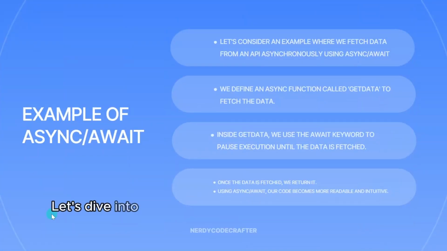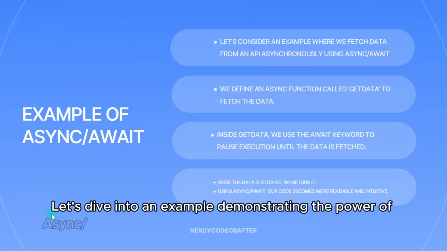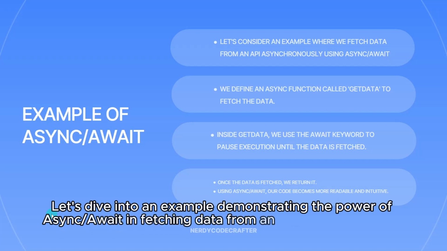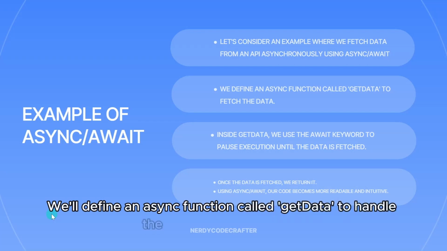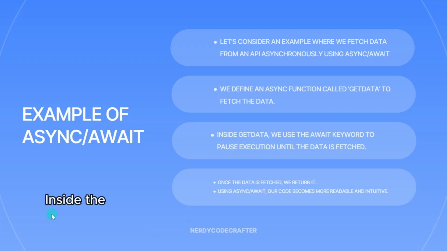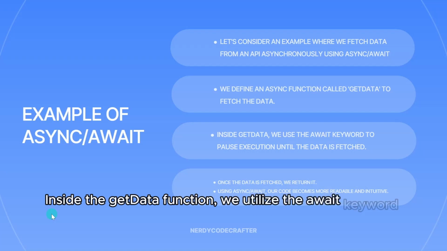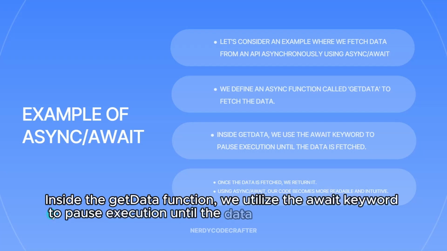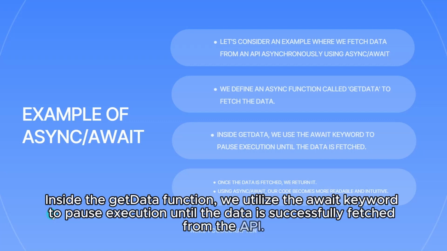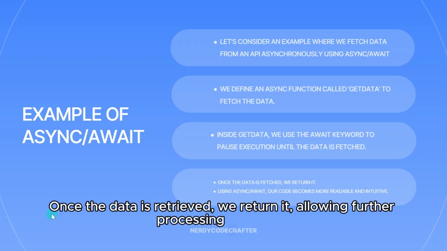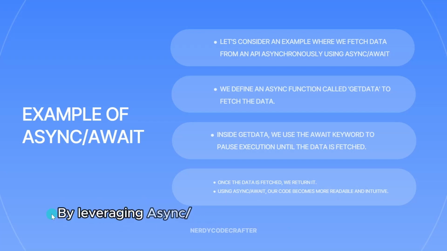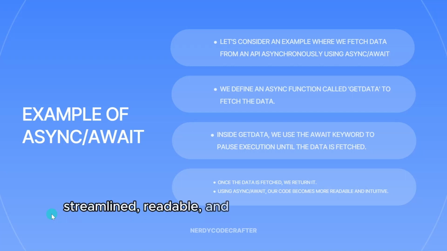Let's dive into an example demonstrating the power of async/await in fetching data from an API asynchronously. We'll define an async function called getData to handle the data retrieval process. Inside the getData function, we utilize the await keyword to pause execution until the data is successfully fetched from the API. Once the data is retrieved, we return it, allowing further processing if needed. By leveraging async/await, our code becomes more streamlined, readable, and intuitive, simplifying the asynchronous workflow.